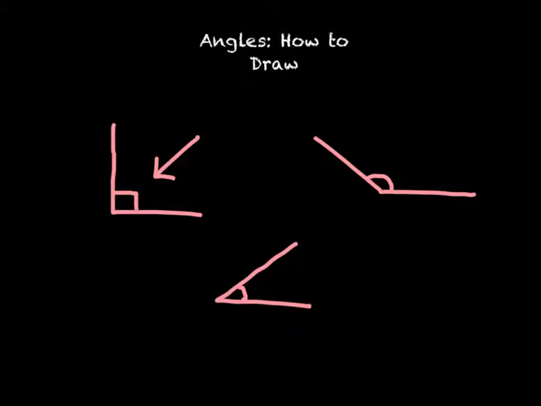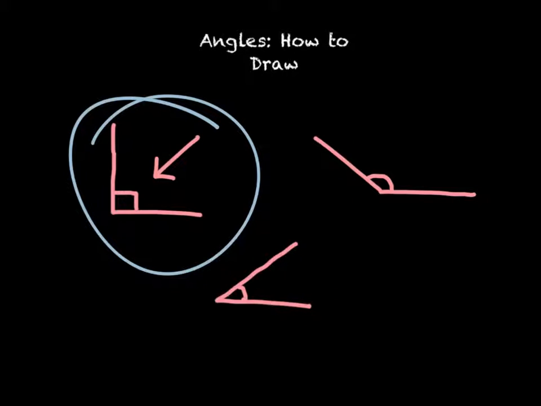All right, and lastly, we want to talk about how to draw these angles. So first, we're going to start with the right angle, and we know that this angle can be drawn with two straight lines, fairly straight, and then put a little square in the corner to indicate that those lines come into a right angle, a 90-degree angle.